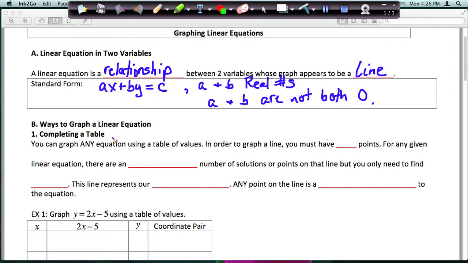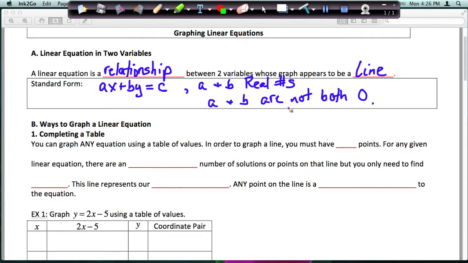Okay, so ways to graph a linear equation. The first way that we're going to learn is by completing a table. And this is not the most efficient way. There are some easier ways we're going to learn later on, but it's an important method to learn in terms of looking at the data and making a table and then drawing that. So you can graph any equation, doesn't have to just be a straight line, using a table of values.